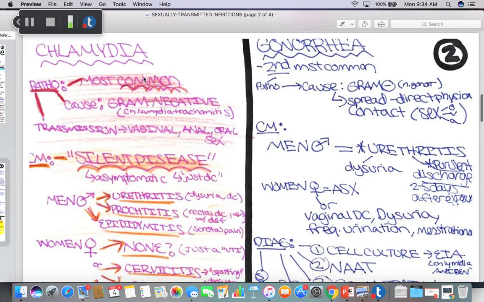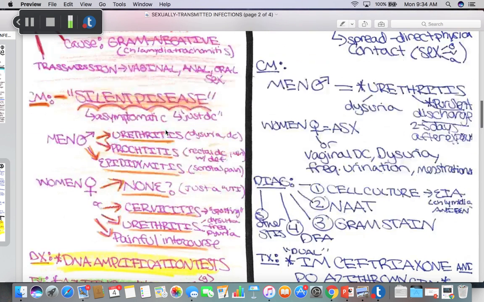Alright, so now we're going to talk about chlamydia versus gonorrhea. So chlamydia is the most common, and this is caused by gram-negative bacteria. It's transmitted via vaginal, anal, or oral sex. Chlamydia is known as the silent disease because it's usually just put off as asymptomatic, or it's like, oh, it's just discharge. In men with chlamydia, they're going to have urethritis, so this can have dysuria or discharge, proctitis, which they could have rectal discharge or pain with defecation, and epididymitis, which is scrotal pain.